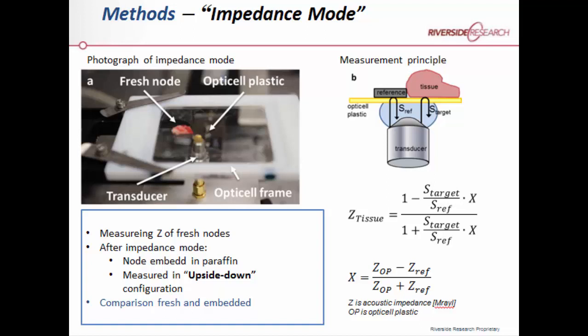We have a tissue that's fresh. Here is a fresh lymph node on the membrane. And basically, we know the impedance of the reference, and we know the amplitude of the signal that we acquire from the target. And from there, we can get the acoustic impedance of the lymph node itself in a fresh state using that different setup. So that's a way to get acoustic impedance value from fresh tissue as opposed to fixed tissue.